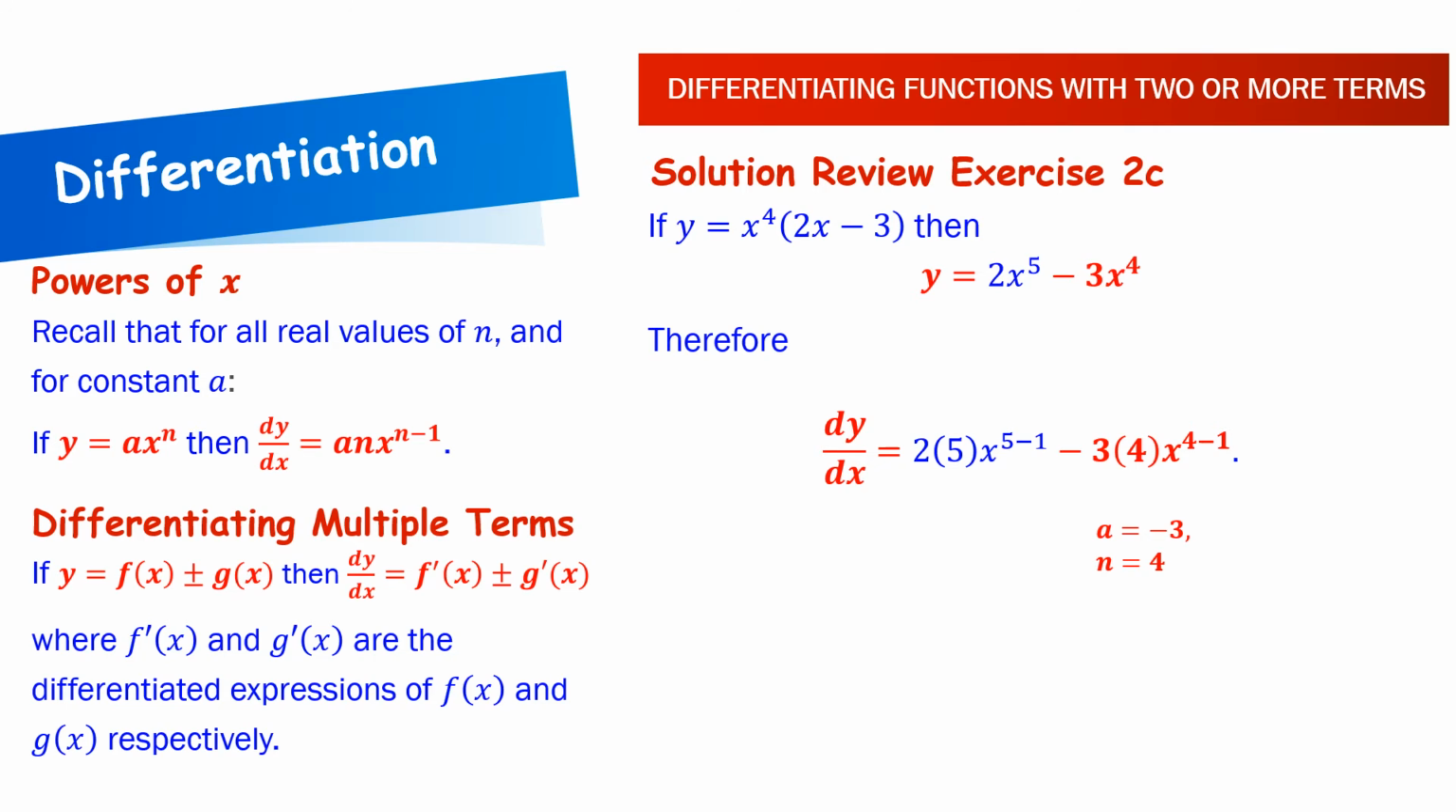Here we've taken a equal to 2 and n equal to 5, minus 3 times 4 times x to the power 4 minus 1. Here a is equal to minus 3 and n is equal to 4. And simplifying this expression gives us 10 times x to the power 4 minus 12x cubed. And this is our expression for dy/dx.